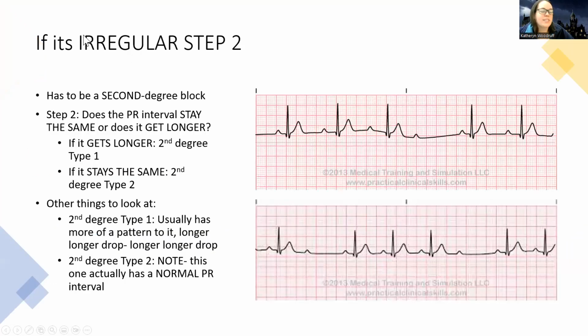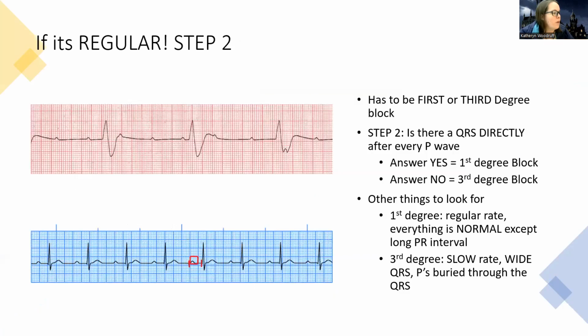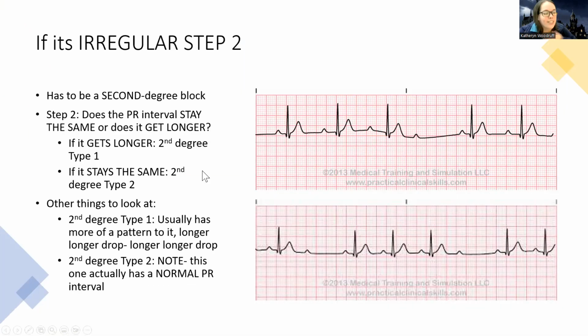Now let's talk about what if it's irregular? So step one, is it regular or irregular? So we figured out if it's regular, it has to be a first or a third degree block. But what if it's irregular? If it's irregular, then we have to have a second degree block. This would be simple, except there are two types of second degree blocks. So if it's irregular, or if the space between the QRSs is different, like see here between the QRSs, there's different amounts of space. If it's irregular, we have to have a second degree block. But now we need to figure out what type of second degree block.